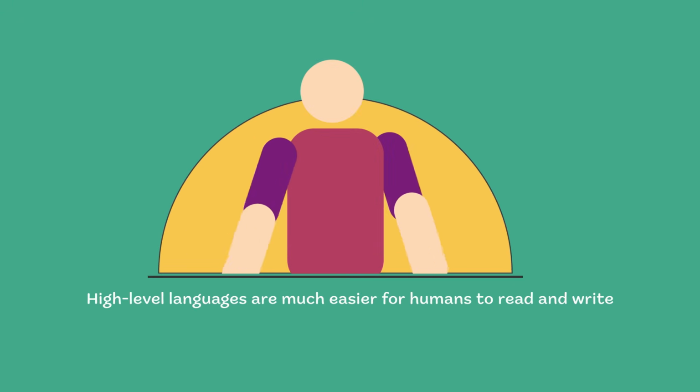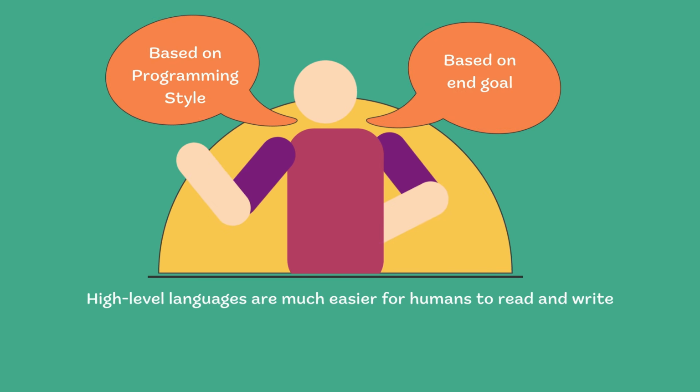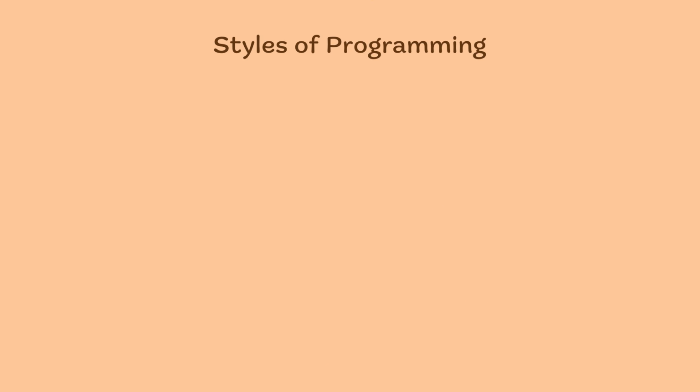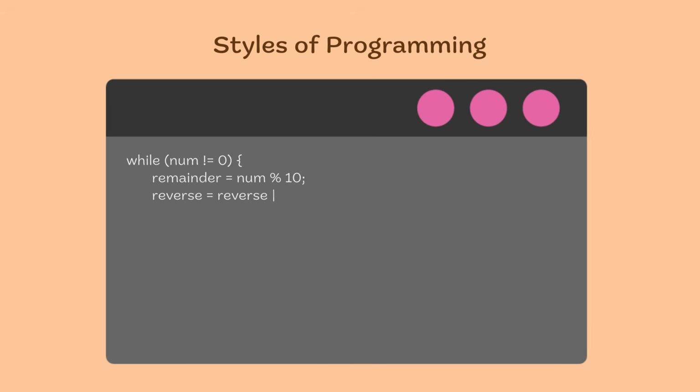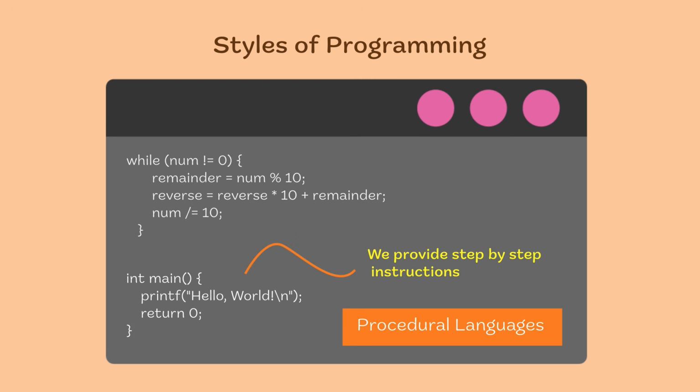High-level languages can be classified in two common ways, based on style of programming and based on requirements. When we talk about the style of programming, we can classify the programming languages into four categories. Procedural programming languages. When using these languages, programs are written as a sequence of instructions that are executed step by step by the computer. For example, C, Pascal, etc.